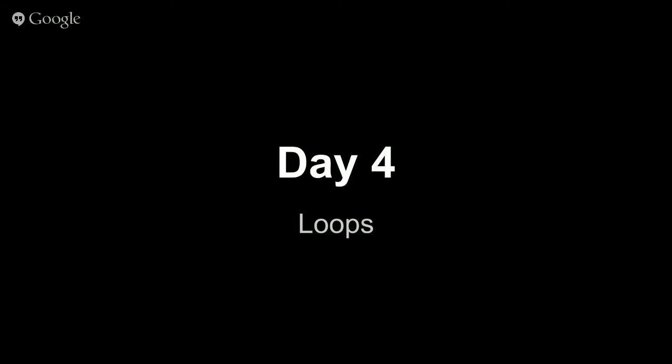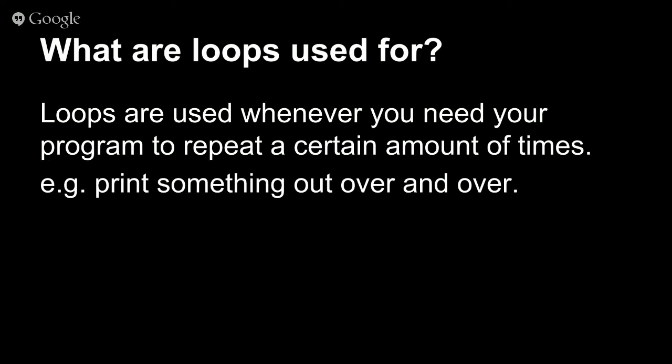So with that, this is day 4, and we're talking about loops. Loops are used whenever you need your program to repeat a certain block or section of code a certain amount of times. And sometimes that certain amount of times is determined by the user. An example of that would be printing something out over and over. Say you want to print hello 1,000 times. I will show you how to do that. It'd be very simple, just a few lines of code.